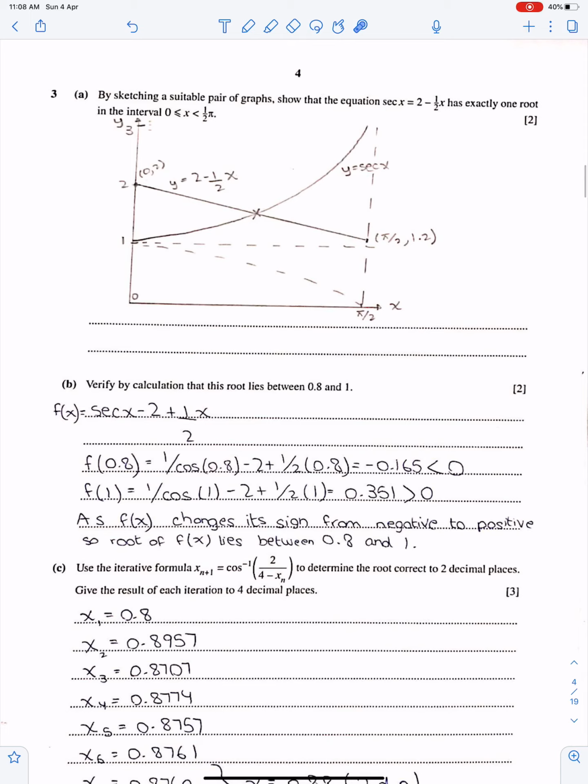Iteration. Sec x, you know, this is cos x from 0 to pi by 2. So this is sec x. Sec x is very simple. If you don't know how to sketch sec, then first sketch cos and just reflect cos about the line y equals 1. And it should be parallel to this pi by 2. Make sure this must be parallel to this.